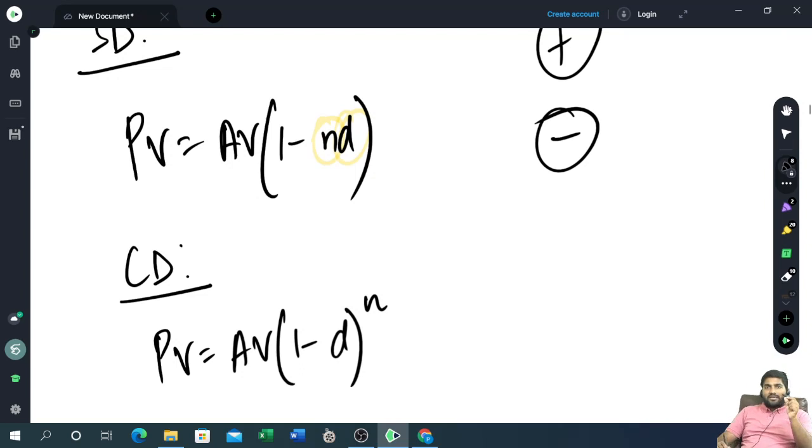Compound discount, the other name will be effective rate of discount. Yes, D is the rate of discount.